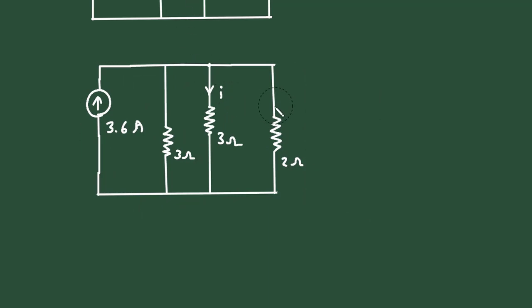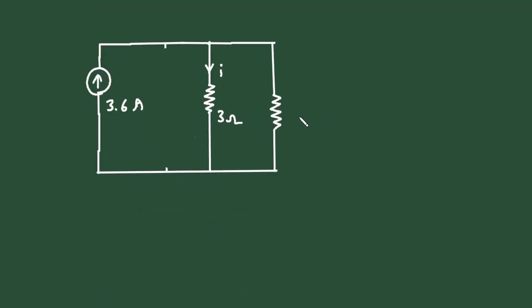Now we will erase this. Let's erase this resistor here. And this resistance value will now be 1.2 ohm. Now we have to find this current I.